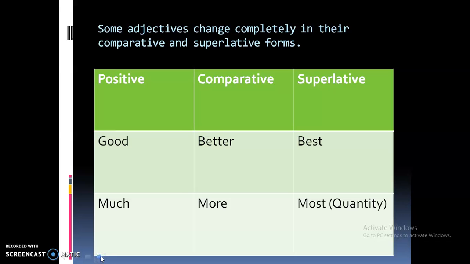If you see this chart, some adjectives change completely in their comparative and superlative form. So this is very important. Listen carefully. See the first one, positive, second comparative, third superlative. The first, positive degree, the example that I have given here is good. Okay, so she is good. She has performed good in her exams.